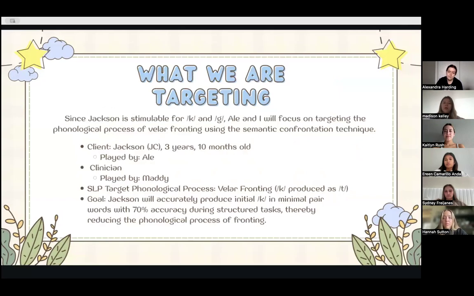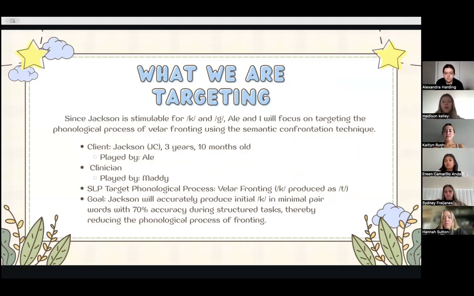So what we are targeting, since Jackson is stimulable for K and G, Allie and I will focus on targeting the phonological process of velar fronting using the semantic confrontation technique. And then below, we're just giving a little more background information, sort of summarizing the client background slide. So I played the clinician and Allie played the client.